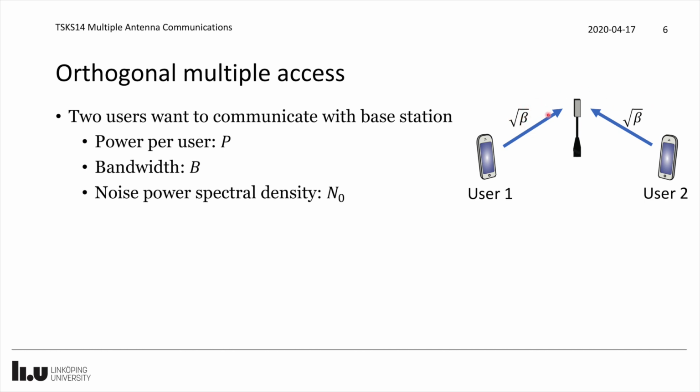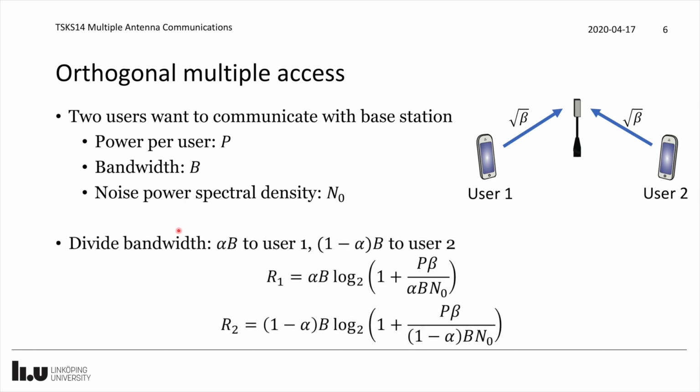In orthogonal multiple access, the users need to share the bandwidth in an orthogonal manner, which means that we are dividing the bandwidth between the users. So let's say that we are having alpha as a parameter, and then user 1 is getting alpha times B as its fraction of the bandwidth. And then the remaining bandwidth, (1 minus alpha) times B, is assigned to user 2. Then we can compute 2 achievable rates of these 2 users. The first user is having the bandwidth alpha times B, so we put this in front of the logarithm.